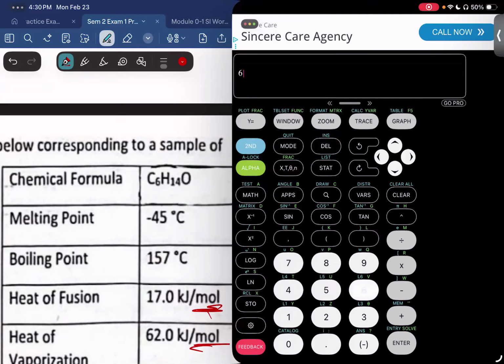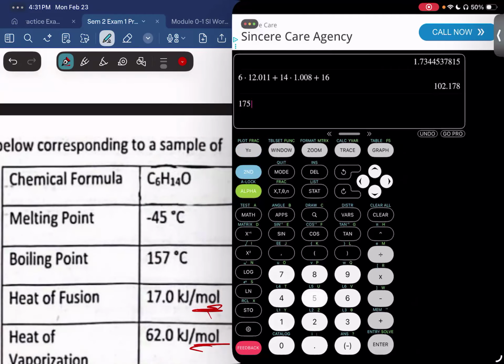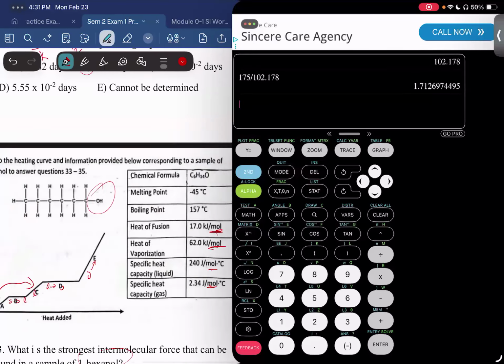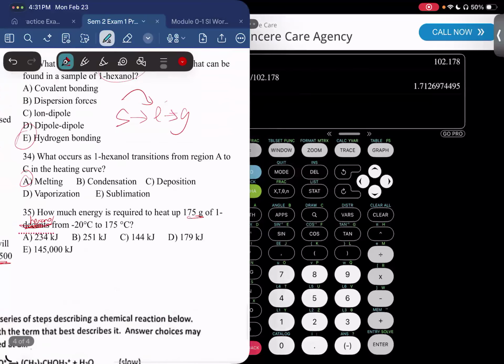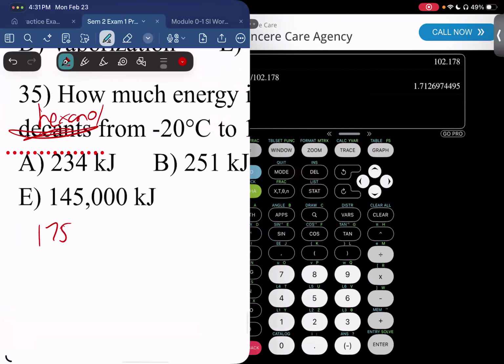times 0.01, just that, plus 16. Let's just do that. Everything's right here, so I got that value. Let's figure out the moles so we can write it down: 175 divided by 102.178, and this is the number of moles. I would do that first just so that everything's all cleared up.